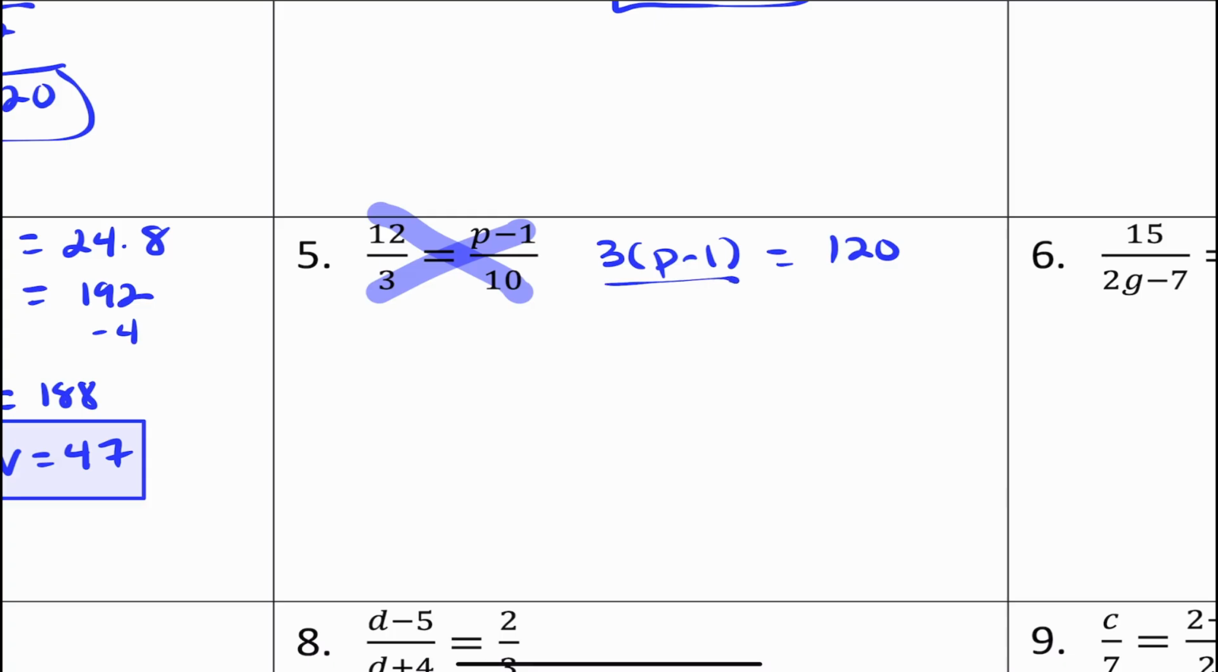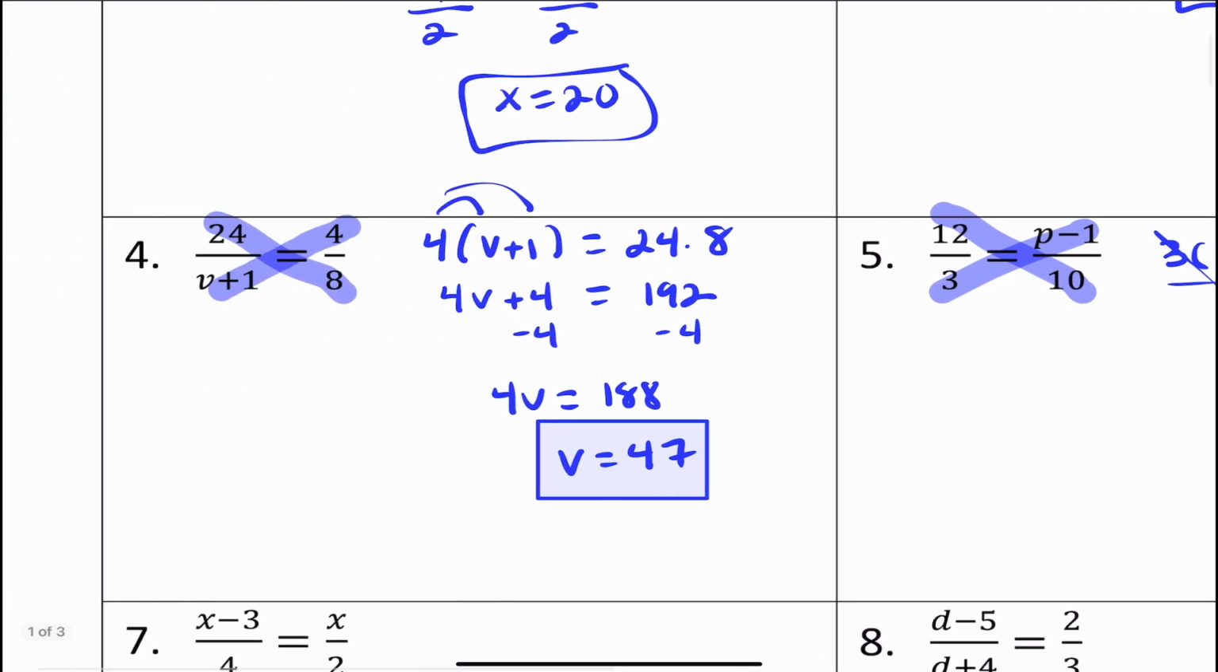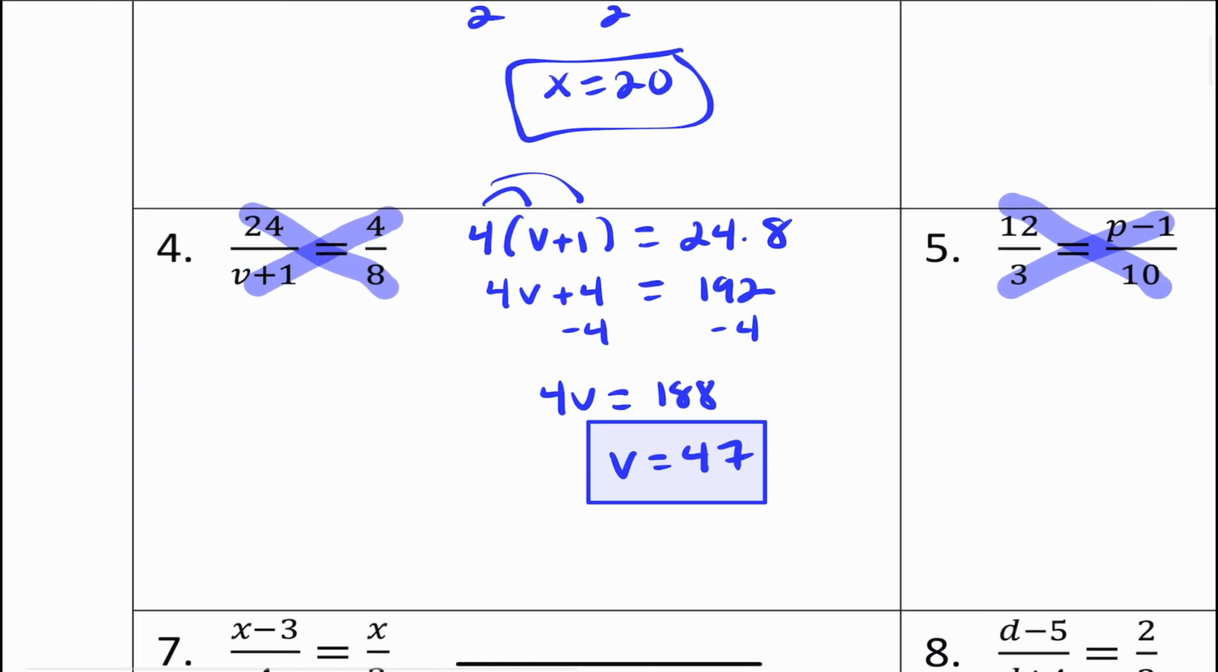So I'll just go ahead and divide both sides by 3 because, again, the 3 does go into 120. Well, so if I do 120 divided by 3, I get 40, right? So p minus 1 equals 40. And then I can go ahead and add both sides by 1. P equals 41. Okay, so if that was a little confusing, then go ahead and do that problem just like what we did with number 4.